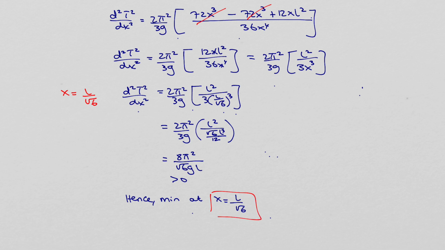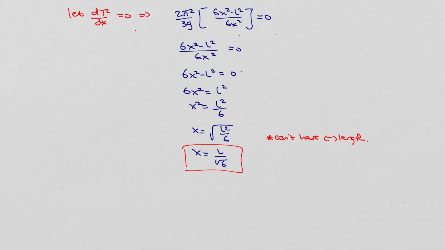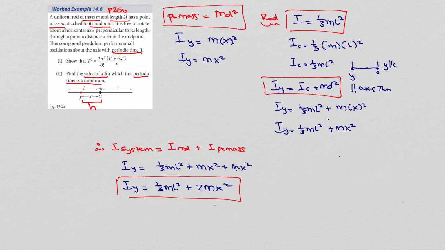Okay, so again, you always do the second derivative test if you're asked to prove that it's a max or a min, or if there's two and we don't know which is which. But in this case, there was only one value, and therefore it had to be a minimum. And it just says find the value for x for when the time is a minimum.